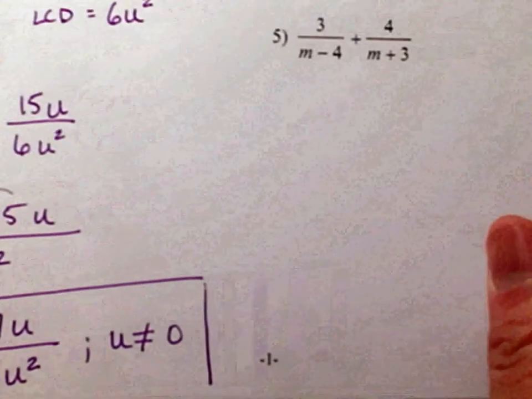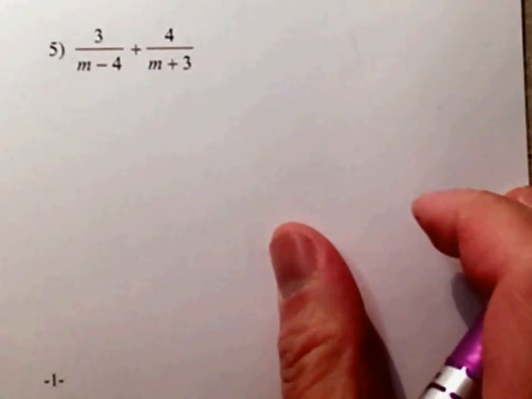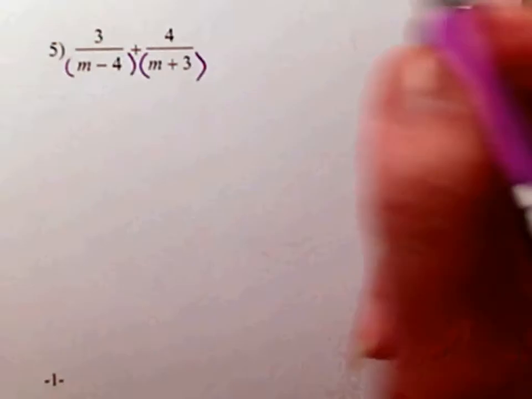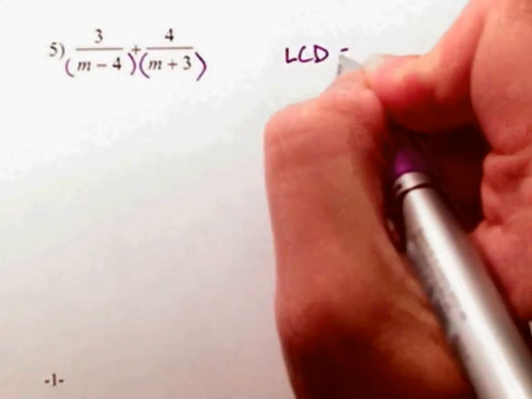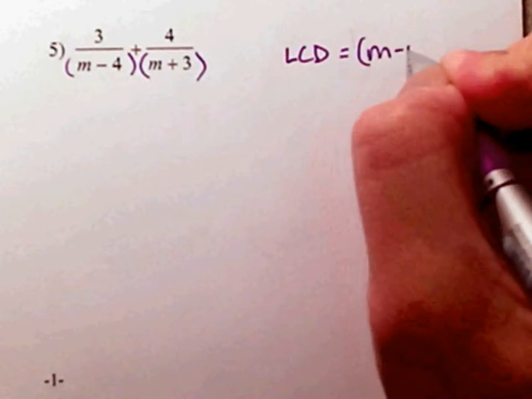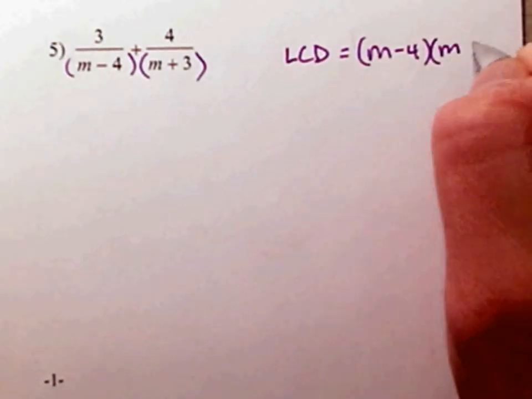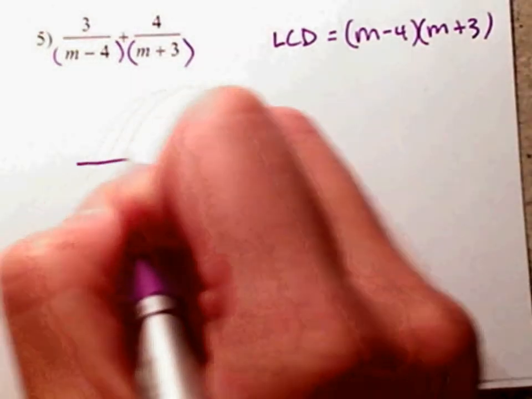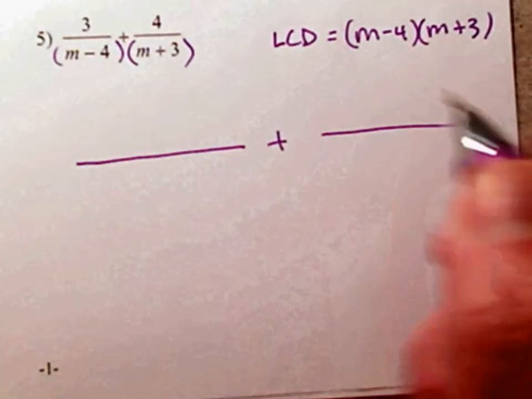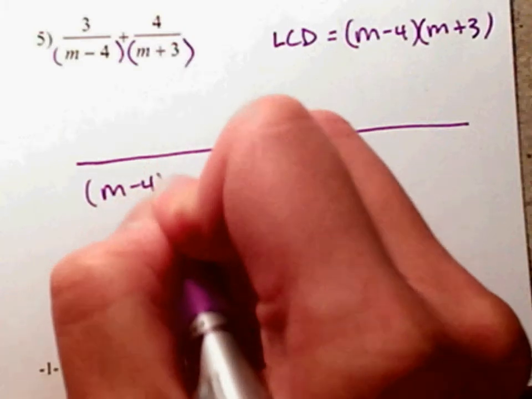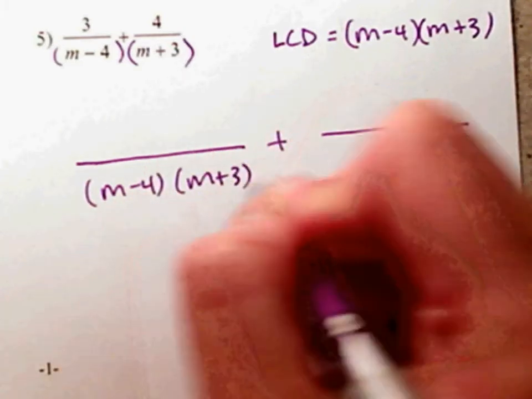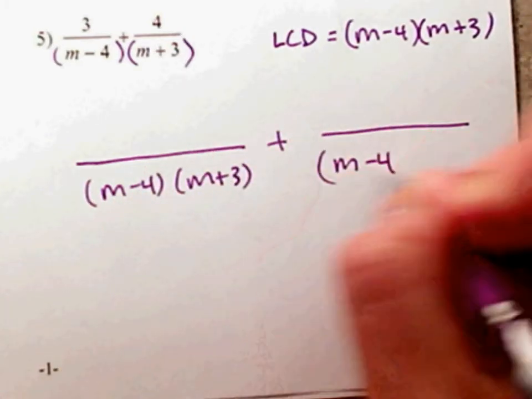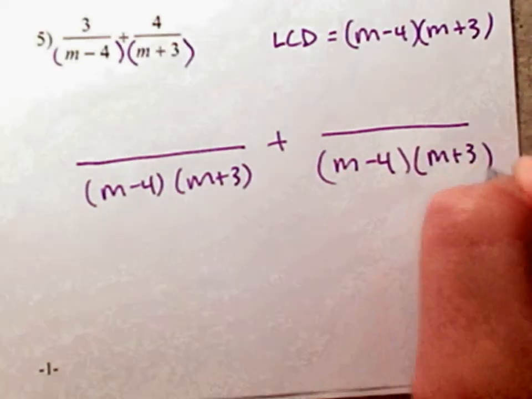Number 5, okay? Common denominator. Put parentheses around it to help you. What is your least common denominator? M minus 4 times m plus 3. Draw your line, plus draw your line. M minus 4 times m plus 3. M minus 4 times m plus 3.